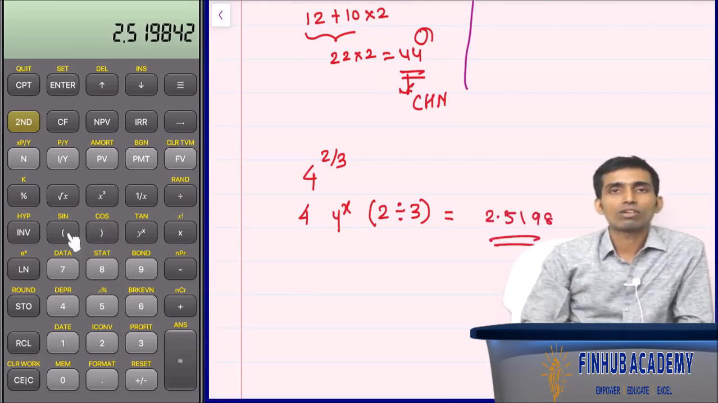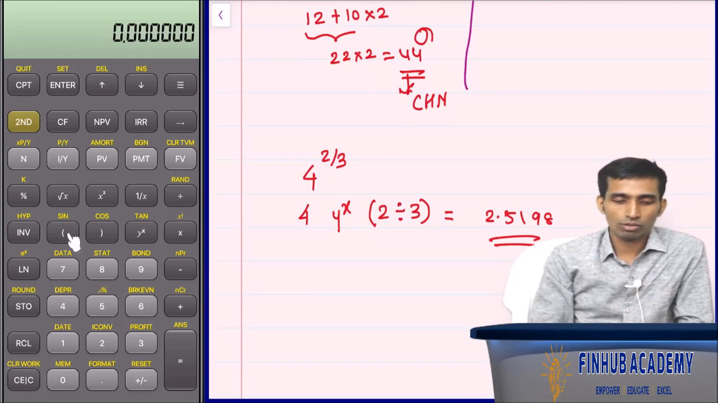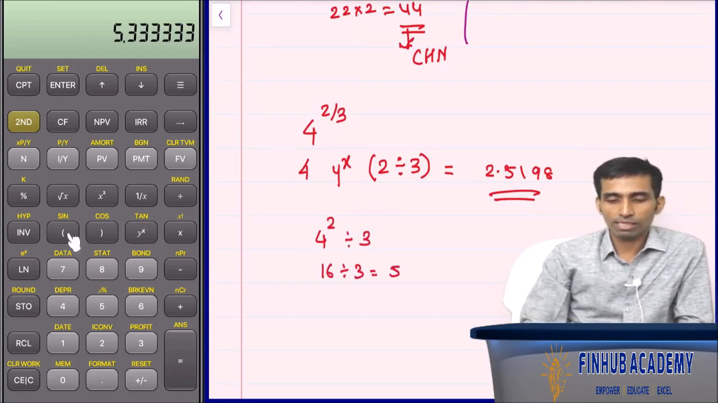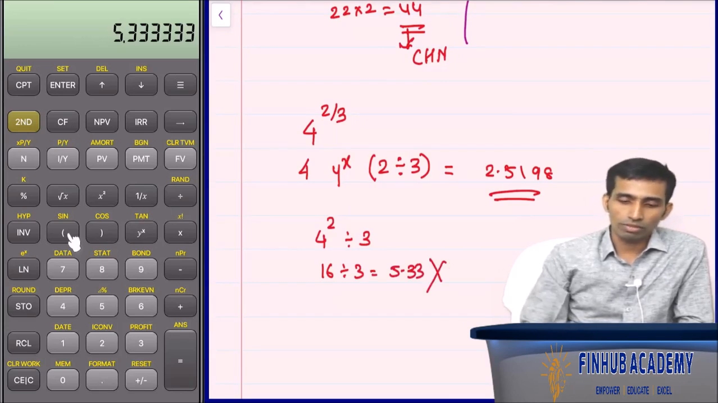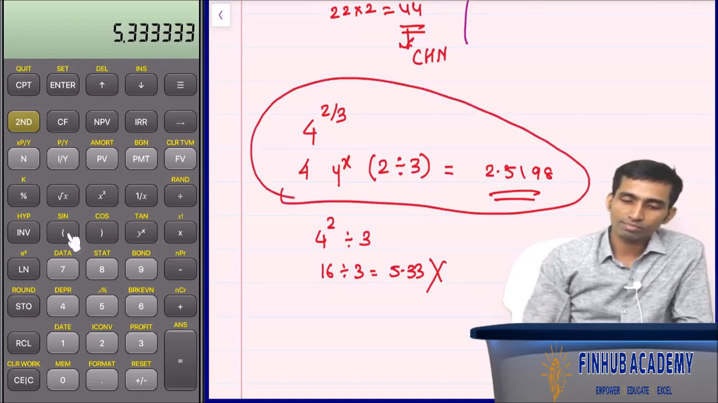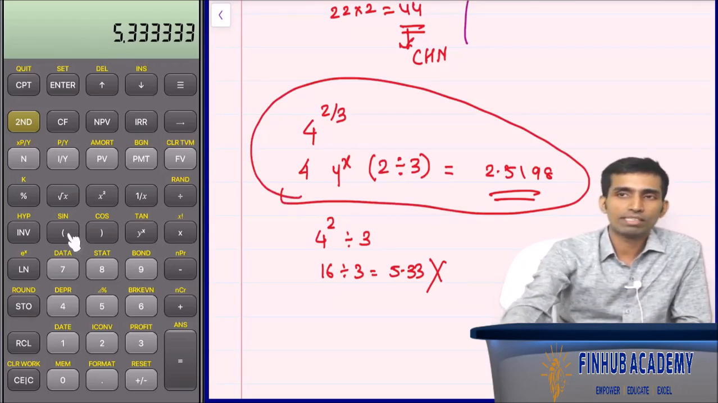If I directly press now, I will not get this answer. Remember, without that bracket, if I do it now, I will not get the answer. See, let us try that. 4 y raised to x 2 divided by 3. Answer is 5.33. What did it do? 4 y raised to x 2 means 16, and it divided the number by 3. So 16 divided by 3 is 5.33. It is wrong. So basically you will have to follow this step whenever it is a fractional power. Is that clear? Okay, let's move to the next part.